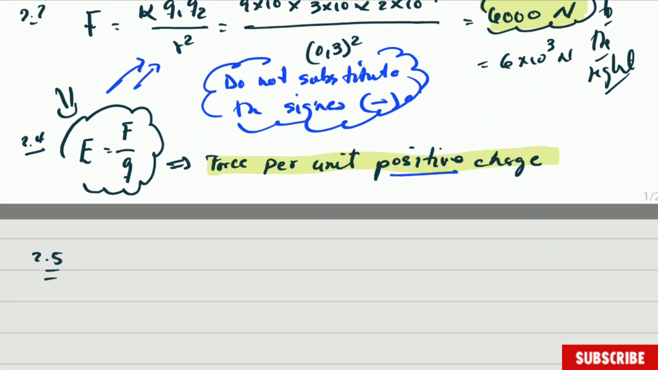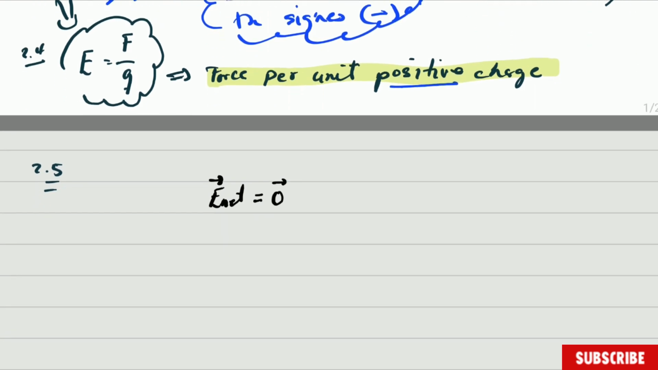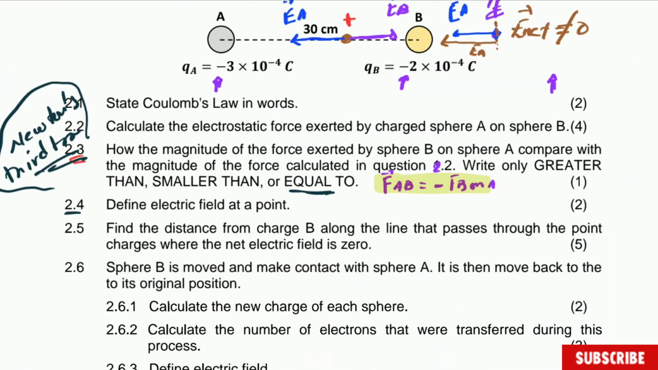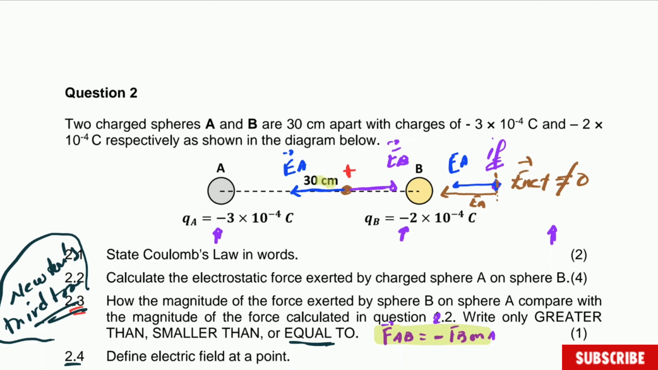Now, question 2.5. What are we looking for? First of all, we're looking for the distance. How far from B? But we know at that point, the net electric field is equal to 0. They tell us that. And for the net electric field to be 0, let's explain this one quickly. You can see here from the picture that you have two directions, one to the right and one to the left. That is the situation we have here.